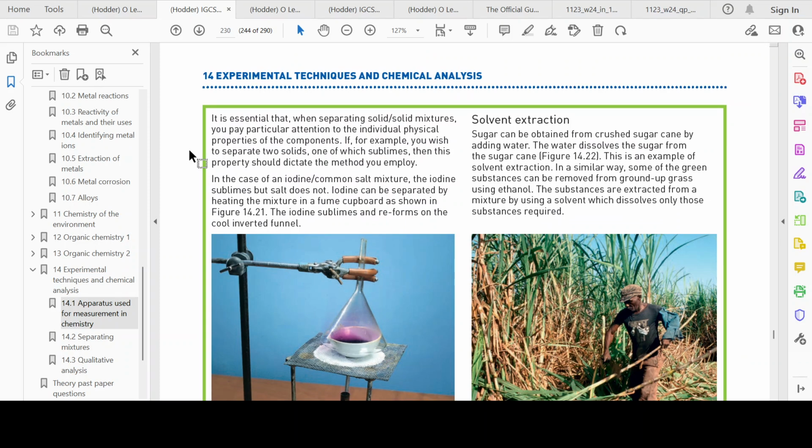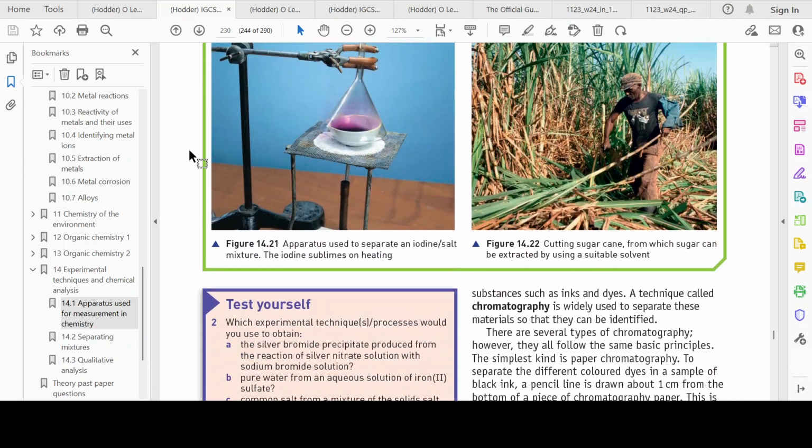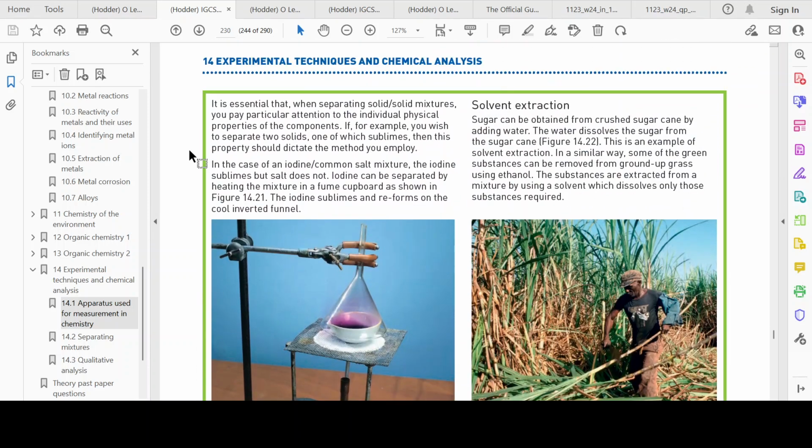And right, separating solids from each other also depends on their properties, right? So being metallic or non-metallic, or in this case, what they're showing is heating a mixture that's mixed with iodine. Iodine sublimation is when a solid turns directly into gas, so it doesn't go through the liquid phase, right?